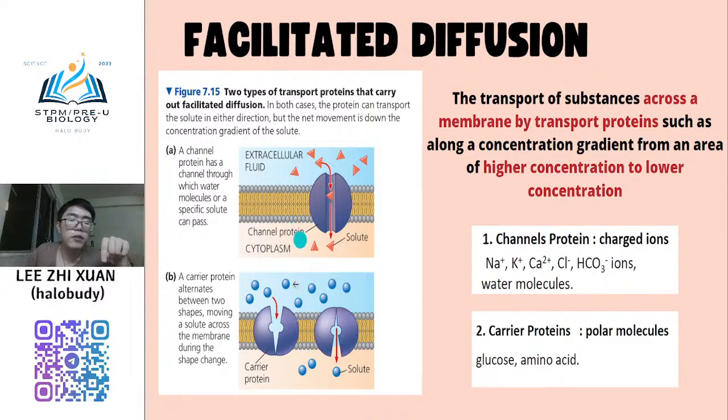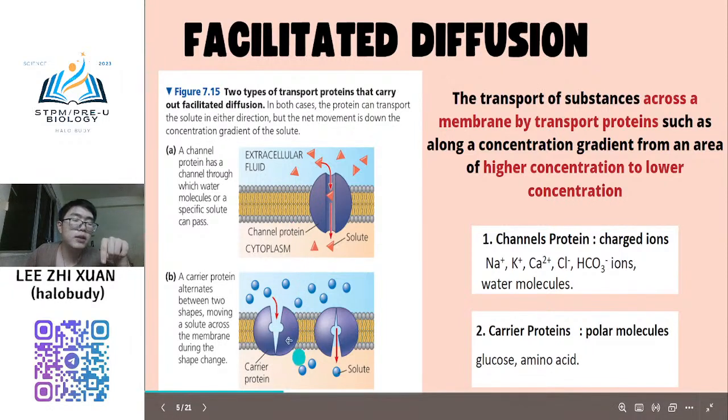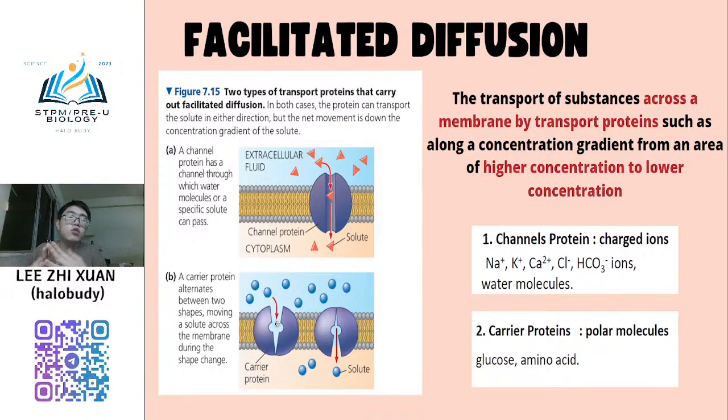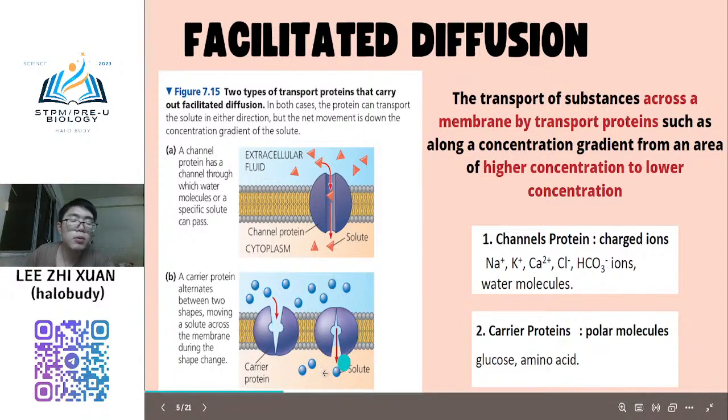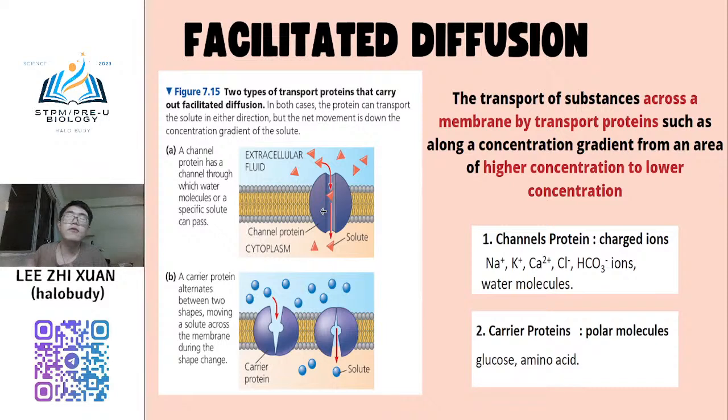So what is the difference between these two? Normally, a carrier protein can change its shape. It moves the molecule by changing shape. If a molecule binds here, it will change its shape and release the molecule. But for the channel protein, there is no shape change. It is a free pathway, the molecule just enters.